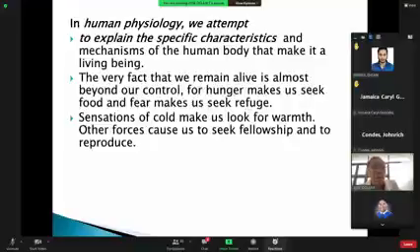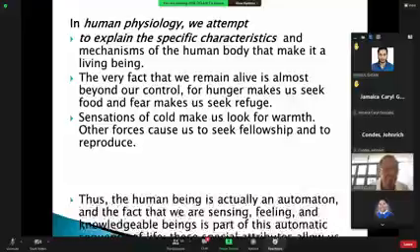Other processes are to seek fellowship and to reproduce. So those are responses to some kind of stimulus, and you feel it in you, and responding to that stimulus is a physiological process. So physiology is really encompassing, no? The feeling and the response require physiological mechanisms and physiological explanation.